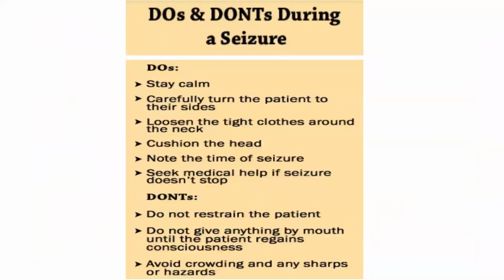Now, what are the do's and don'ts during a seizure? When any type of seizure occurs in front of you, in any person, stay calm, carefully turn the patient to their side, loosen tight clothes around the neck, cushion the head, note the time of the seizure, and seek medical help if the seizure does not stop. What we should not do: do not restrain the patient, do not give anything by mouth until the patient regains consciousness, and avoid crowding and any sharps or hazards close to the patient.